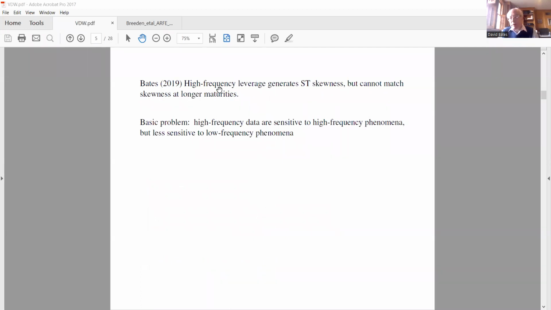My previous papers, however, focused on relatively high frequency data. My 2012 paper used daily stock market returns going back to 1926. My 2019 paper used intradaily S&P 500 futures data, which of course only started trading more recently, in 1982. So if you use high frequency data, you find high frequency phenomena. But I'm interested in lower frequency phenomena. So that's the basic objective.